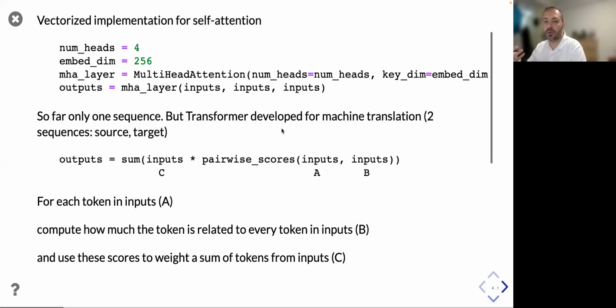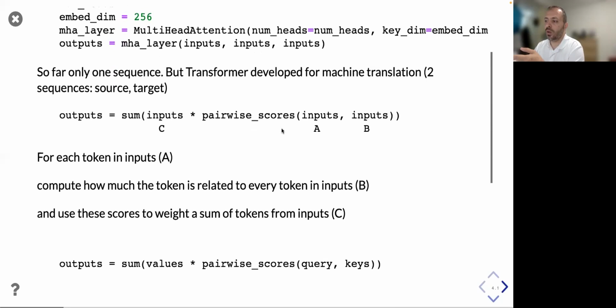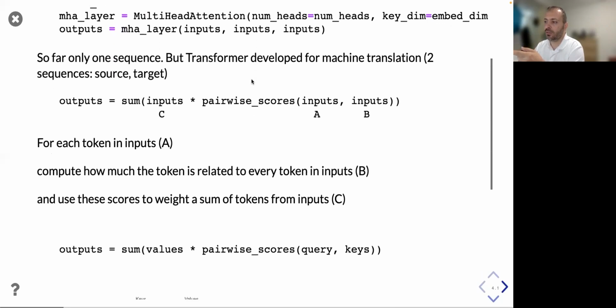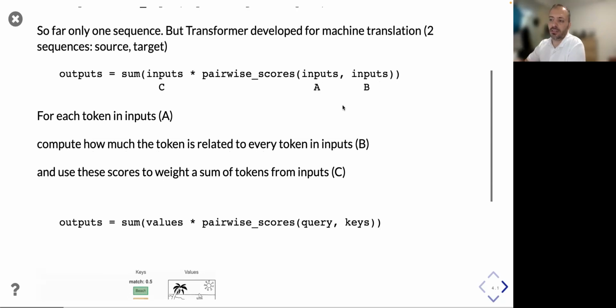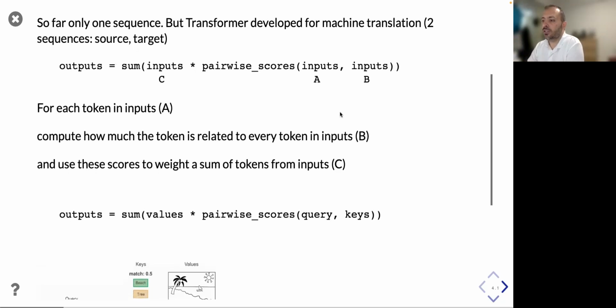And there are even examples where we will have 3 different sequences. So let's see what exactly is each one of these inputs. Here's the main idea: the outputs will be these inputs, C, times the pairwise score between this and this, A and B. Now, what is A, B, and C in this case? So this sentence explains what we do.